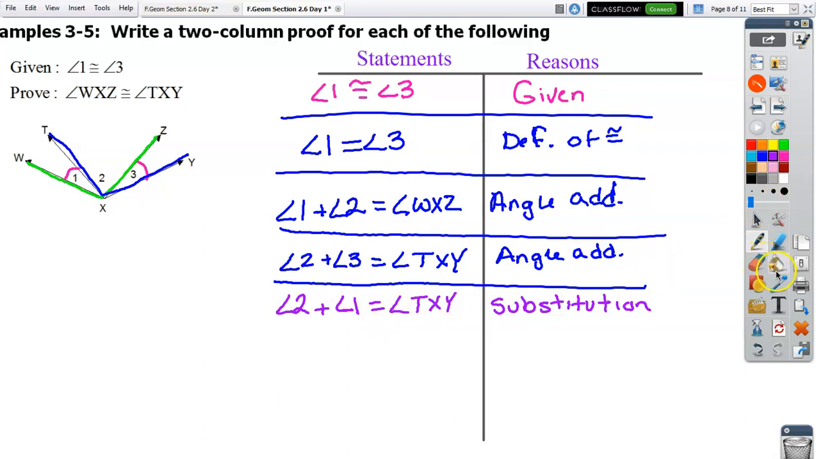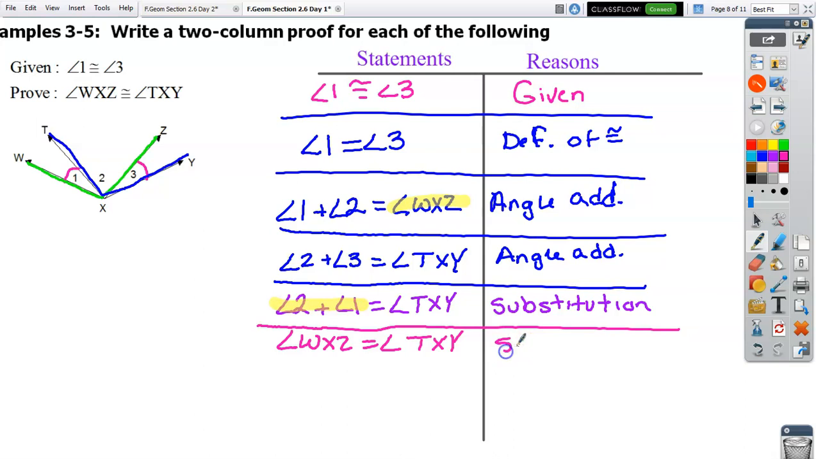Now I can substitute in, I've got my highlighter, I can substitute in this whole angle for this part. So instead of angle 2 plus angle 1, I'm going to substitute in angle WXZ, because that's the same thing as angle 1 plus angle 2. So let's go down here. Angle WXZ equals angle TXY. Oh, and I need my line here. Again, that's substitution.